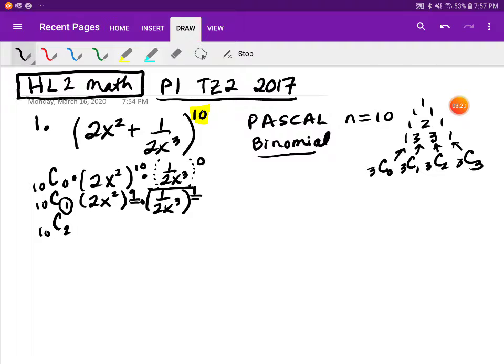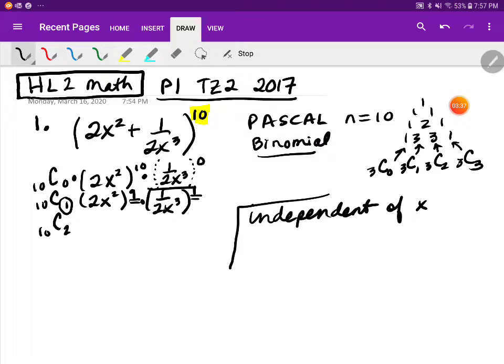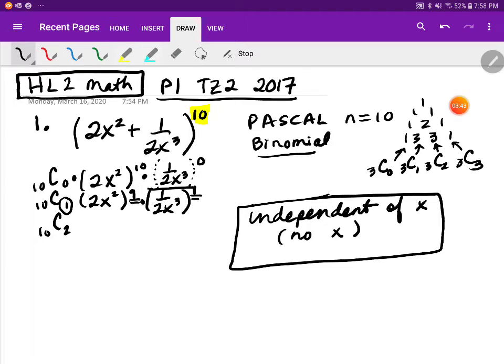Okay, now that I kind of understand the question, I want to see what they're actually asking me for. So they don't want all 10. They said find the term independent of x. If I didn't know what that was, I would just find all the terms. So independent of x, what the heck does that mean? Independent of x means there's no x. So I need to find the one with no x.